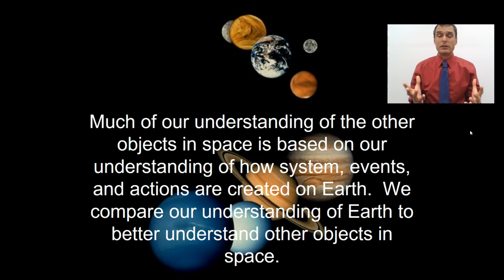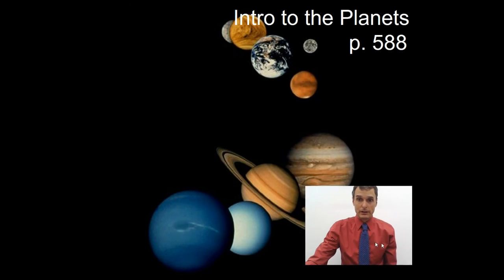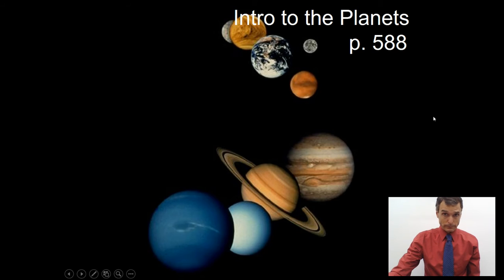All of our understanding of objects in space is based on what we know about the Earth, because we can study the Earth really easy, and we're here, and then we compare that to other objects to understand how they work. When we talk about our planets, there's a lot of different things that we need to know.